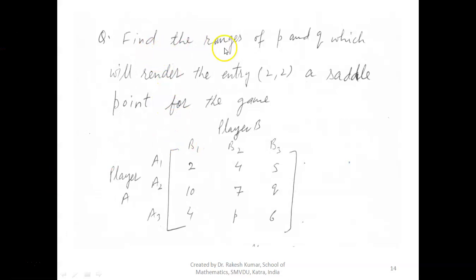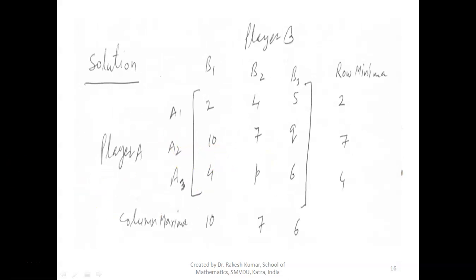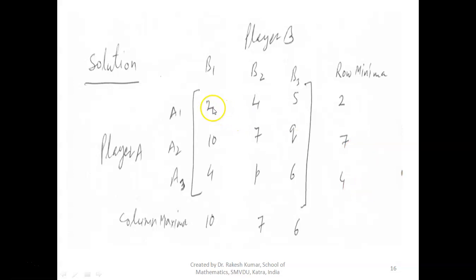Another question: find the ranges of P and Q which will render the strategy entry 2 as a saddle point for the game. This is the payoff matrix to player A. Solution: ignoring the values of P and Q, find the row minima and column maxima. So these are the row minima. Here 2 is minimum, here 7 is minimum, here 4 is minimum, and similarly 10 is maximum, 7 is maximum, and 6 is maximum.